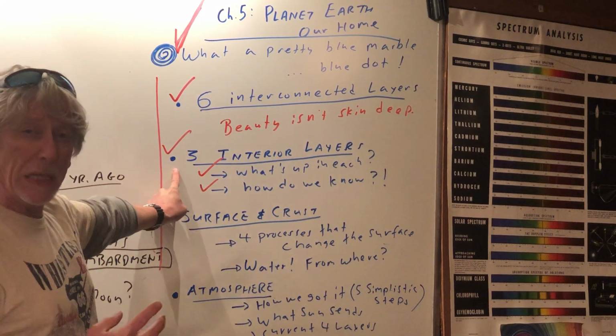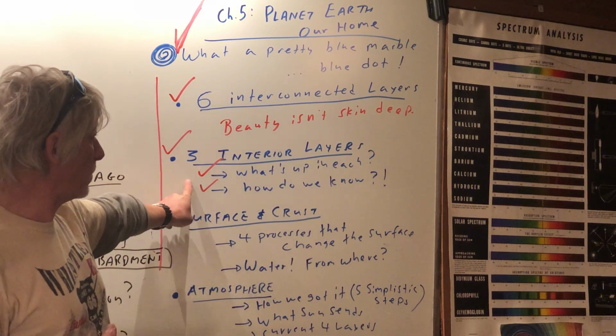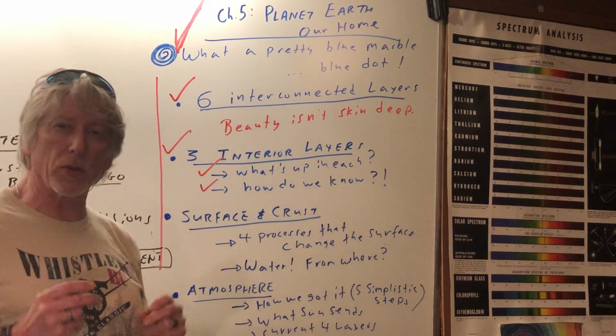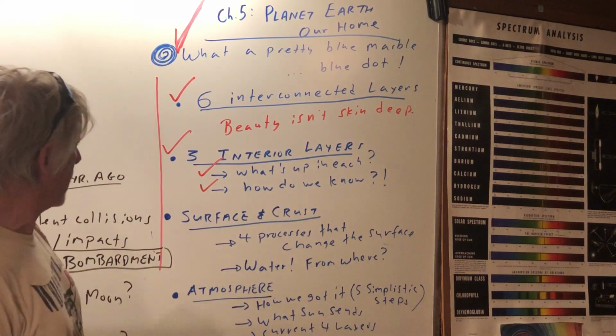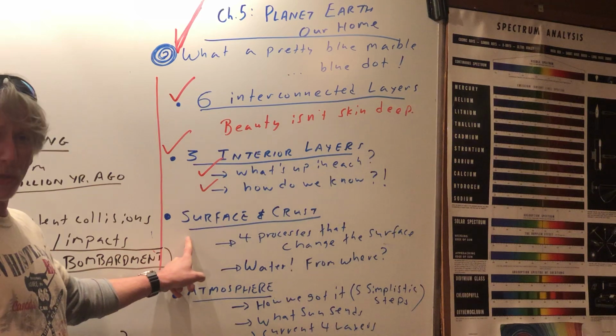We talked about the three interior layers. What's up in each? How do we know? Make sure you can just rattle those off. Details, not too many details, just enough details we went over. And now we're going to talk about the surface and the crust.